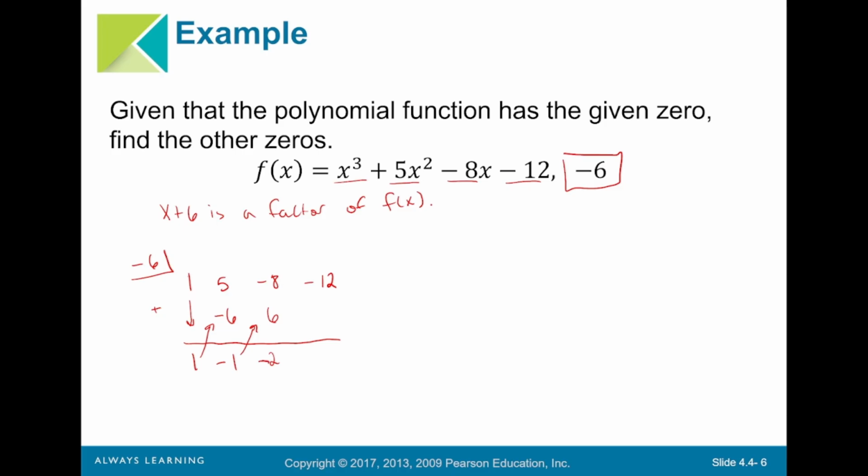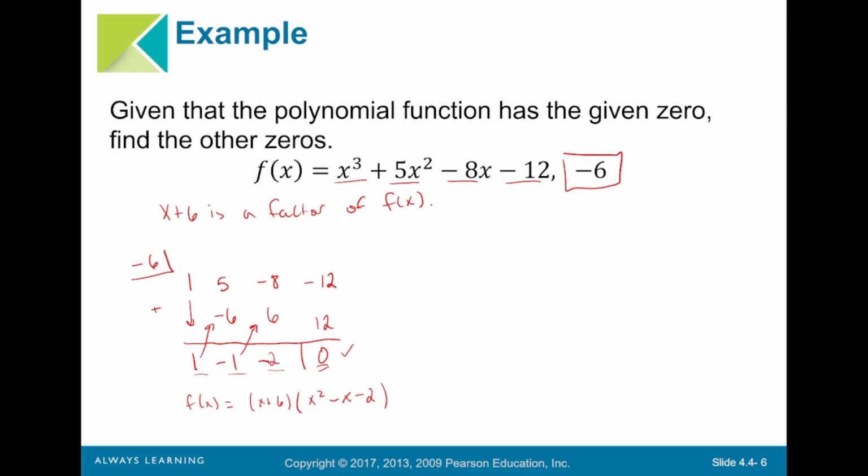Now we do negative 6 times negative 2, and we get 12. When we add negative 12 and 12, we get 0. That 0 is great because that's our remainder. That tells us x plus 6 definitely is a factor of f of x. And it tells us f of x equals x plus 6 times x squared minus x minus 2. So we can pick up the coefficients again from what we got down here. X squared minus 1x minus 2.